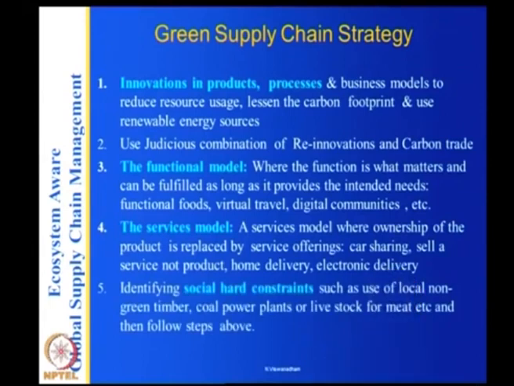And identifying social hard constraints, such as use of local green timber, coal power plants or livestock for meat, etc., and then follow the steps above. Whenever you are talking of a green supply chain design, you are faced with several problems. You cannot generate your own electricity with a solar plant, but all the power available in your neighborhood is coal power. What do you do? You are forced to use the coal power, although it is not environmentally friendly. But you take this as a constraint.